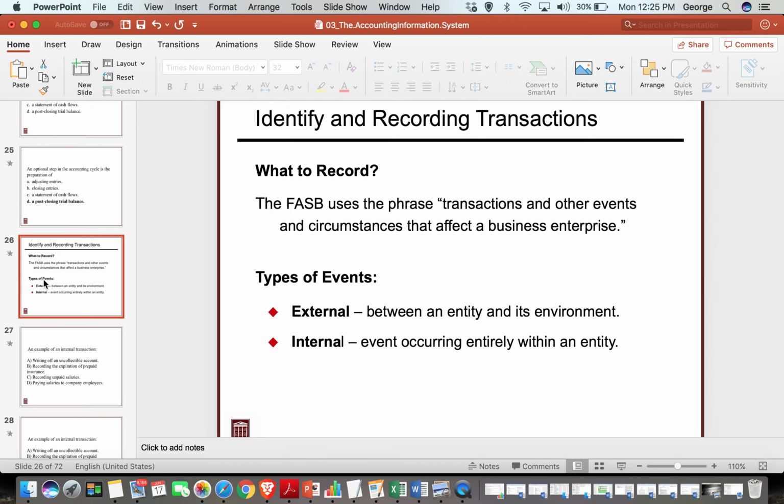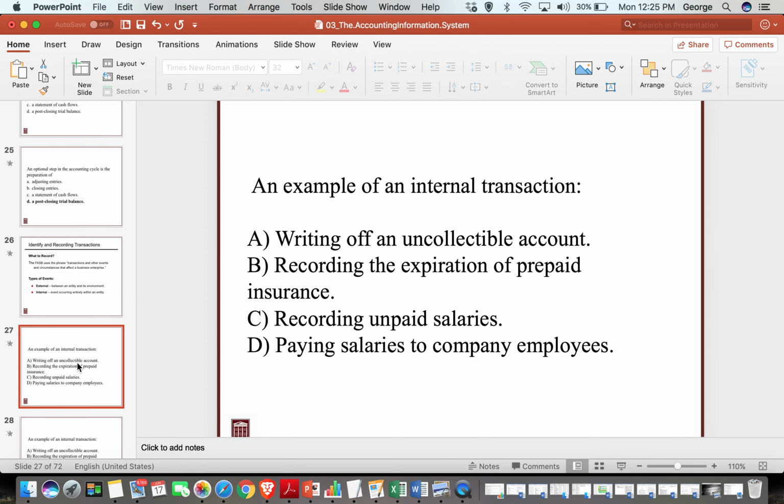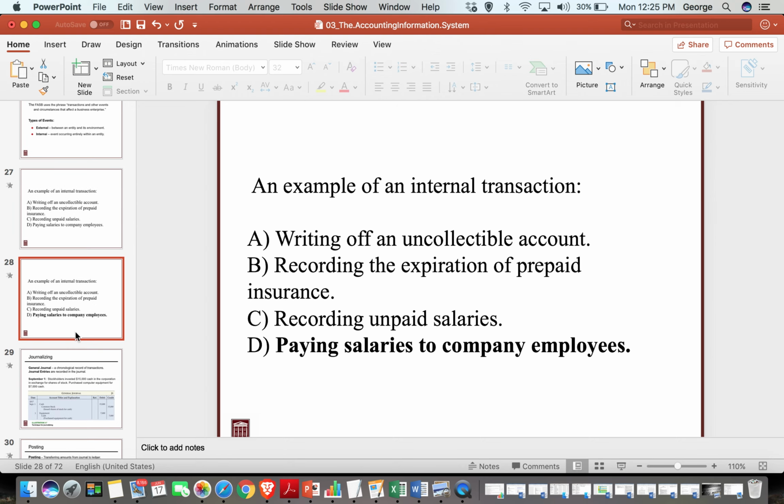Cost accounting transactions like work in process, finished goods, and raw materials, particularly the entries to finished goods and work in process, would be internal transactions. They happen within the firm; nothing goes outside the firm when I'm updating work in process to finished goods. An example of an internal transaction would be paying salaries to company employees. All these others would be external transactions.